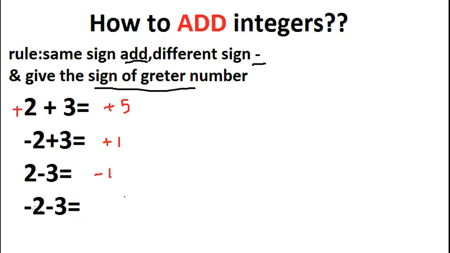And now the last example: same sign, because negative 3 and negative 2, both of them have the same sign, isn't it? See the rule again, same sign add. So I have to add this, 3 plus 2 is going to become 5, and give the sign of the greater number. And what is the greater number, students, over here? Negative. So let's give the negative sign. And that's it. I hope you have understood.